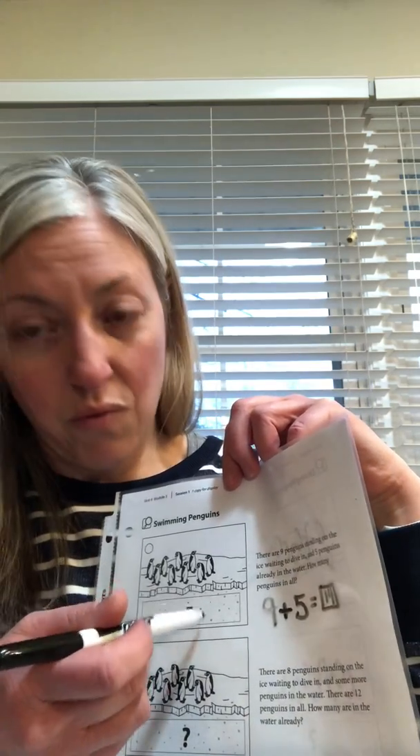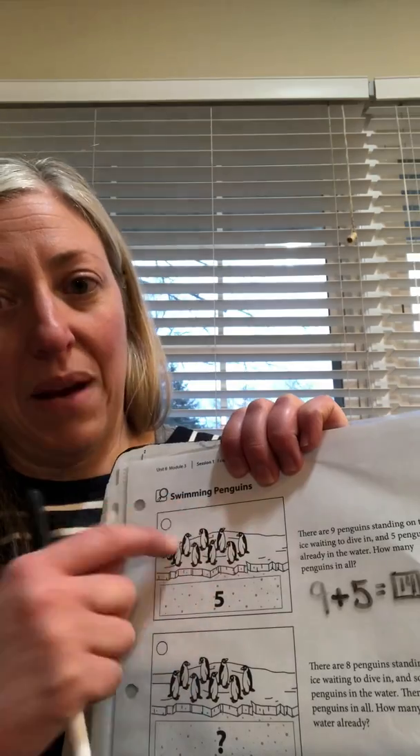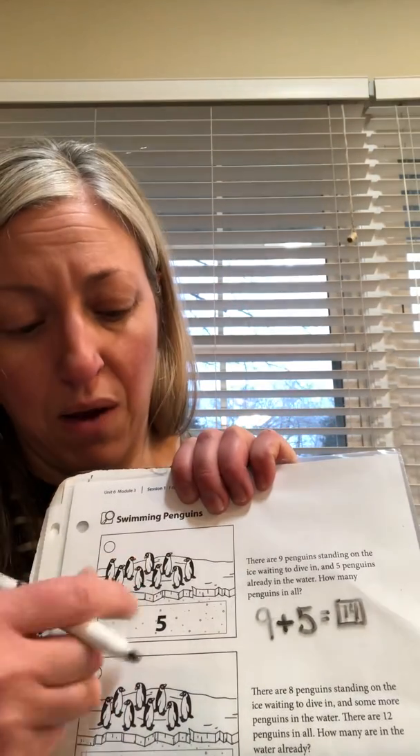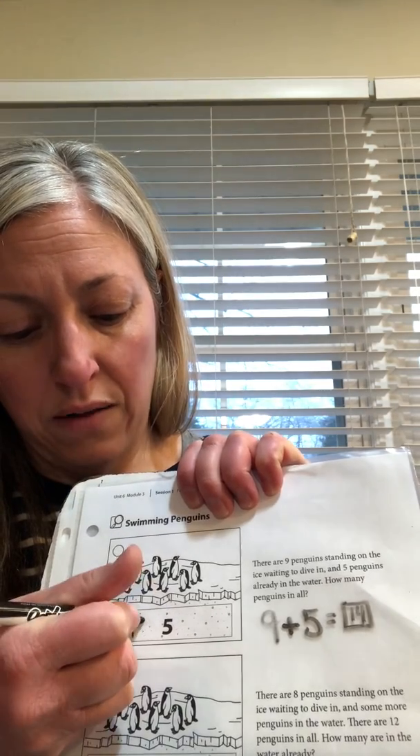14 penguins in all. I'm going to show you another strategy that you could use, or maybe you did use, to help you solve this problem. Maybe you used tally marks to count on instead of your fingers, and maybe you just drew them right on your paper or right on your worksheet. So I'm going to do it like this. Let me hold this up. So I might say here's 9 penguins, and I might draw a tally for each penguin in the water. So 9, 10, 11, 12, 13, 14.